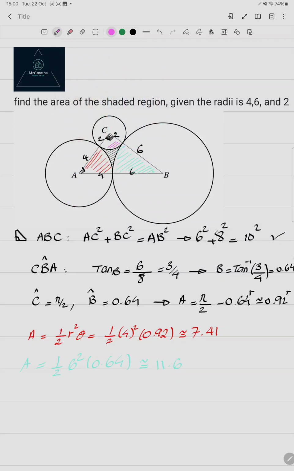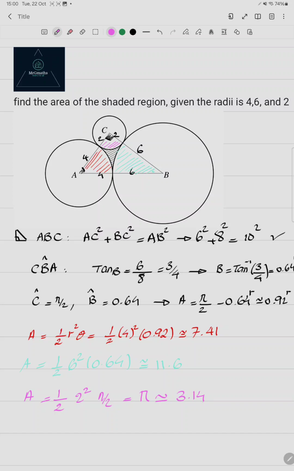And let's color this pink. The area of the pink part is half times 2 squared times pi over 2, which makes it 2 times pi over 2, which is actually pi, which is roughly 3.14.